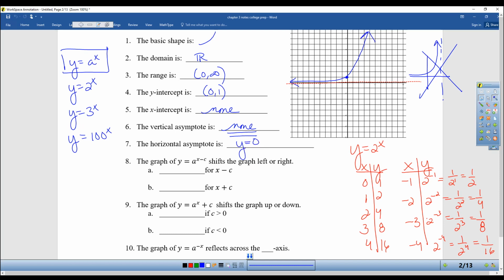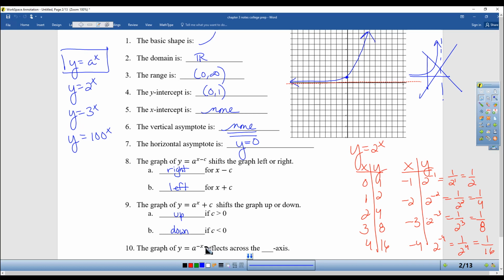Now, of course, we are going to shift these graphs left, right, up, down. Fortunately, they follow the same rules as every other function we've learned. If you see an x minus c, it's going to shift it right. And for x plus c, it's going to shift it left. This has not changed. If the c is at the end and it's greater than 0, it's going to shift it up, and down if c is less than 0.